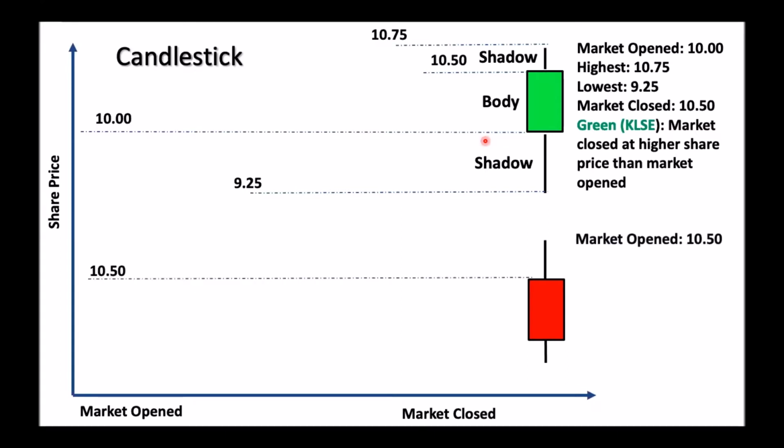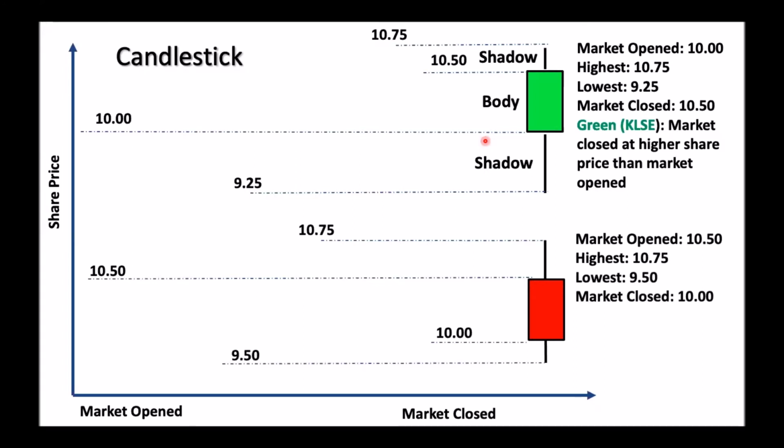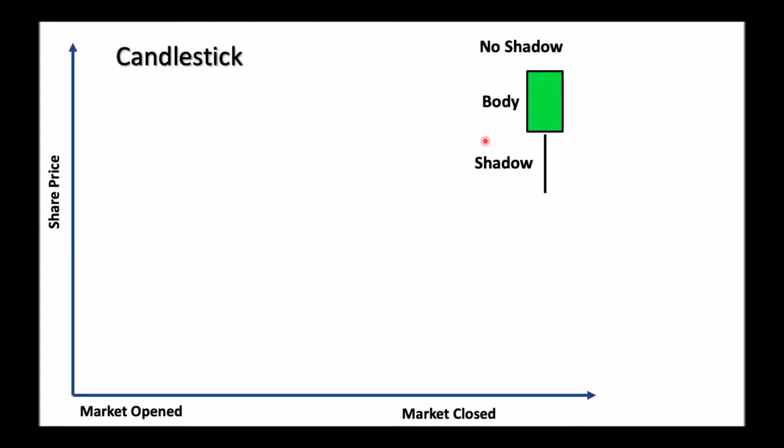Okay. So for the red color one, the market opens at 10.50. Then it goes up to 10.75. It may go down to 9.50. At about 5 p.m., the market closes at 10. So you get the red color candlestick. It shows that the market closed at a lower share price than the market open. Actually, that's a typo. Okay. All right.